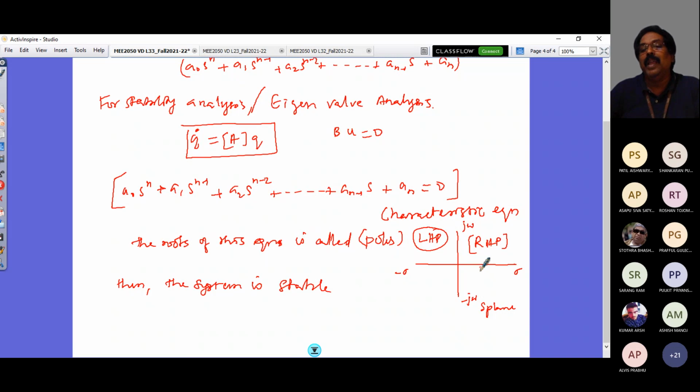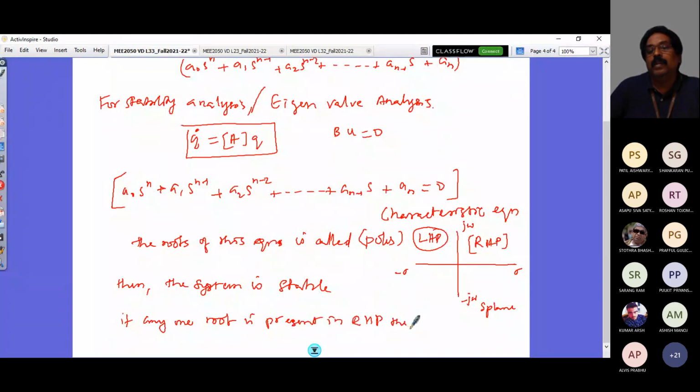If the roots are lying on the right half plane, the roots are complex roots with the real part positive, and such roots are present in your system. The system is unstable. If any one root is present in the right half plane, then the system is unstable. So this is what you should understand.